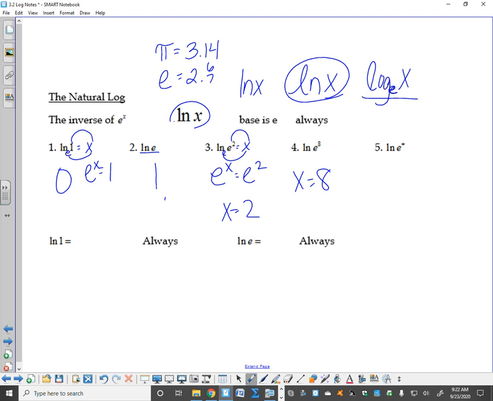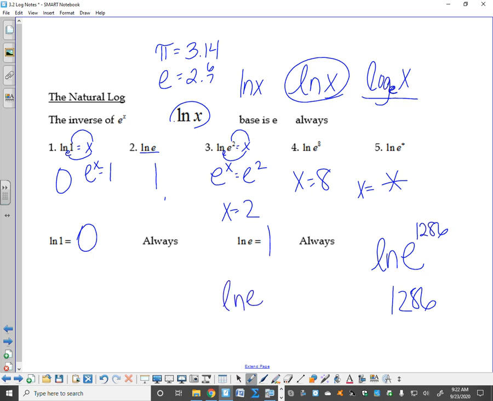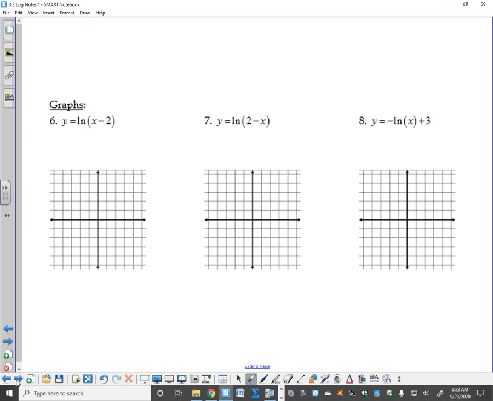The point is, if you have ln of e to the 1,286, it's 1,286. So ln of 1 is always 0, and ln of e is always 1. ln of e to a power is always that power.